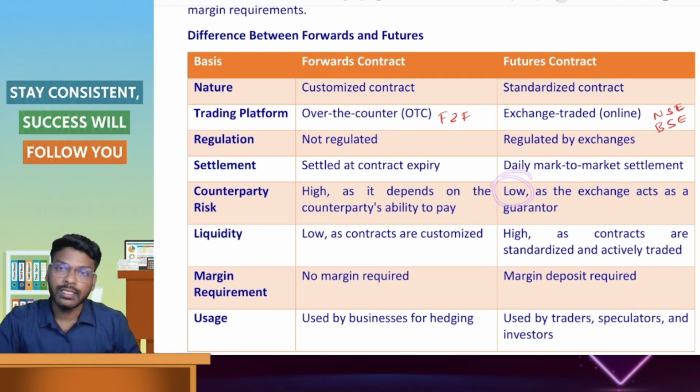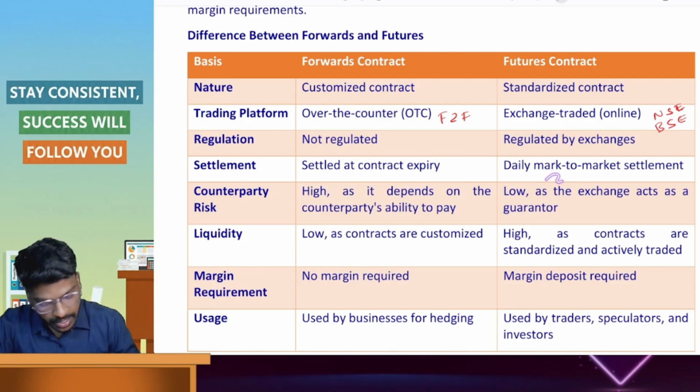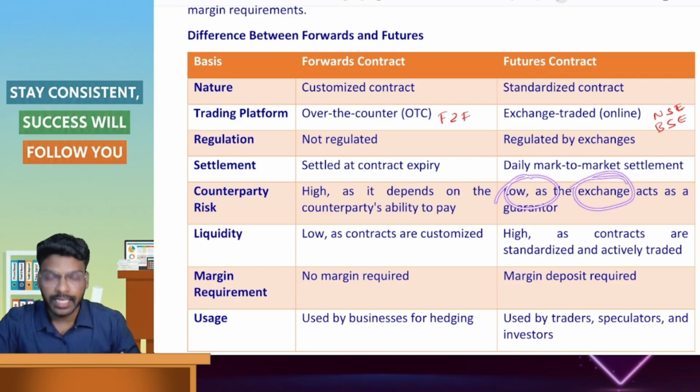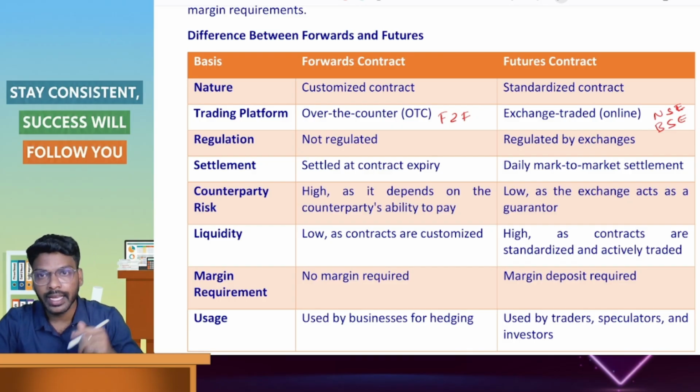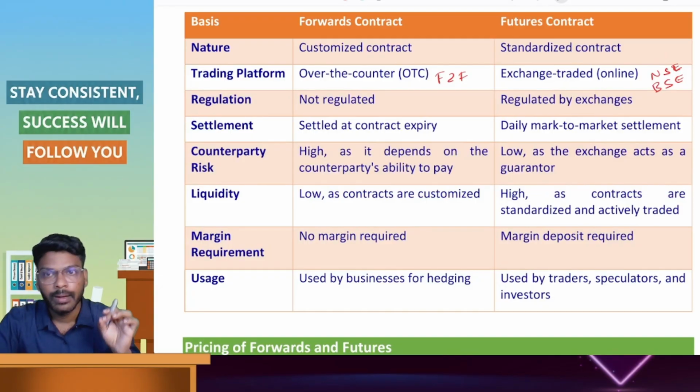In case of futures contract, the counterparty risk will be low because it is handled by the exchanges. NSE and BSE will act as an intermediary. So there is no risk for Mr. A or Mr. B in case the other party rejects the contract. The NSE and BSE will collect an amount from the investors as a premium or margin, the initial margin.